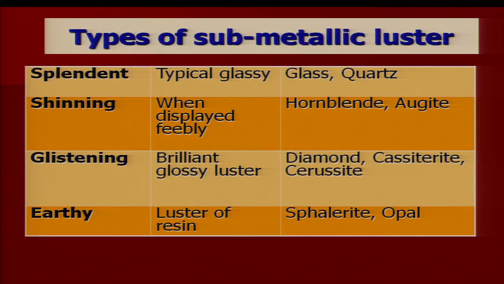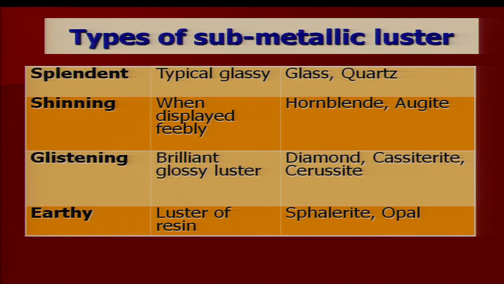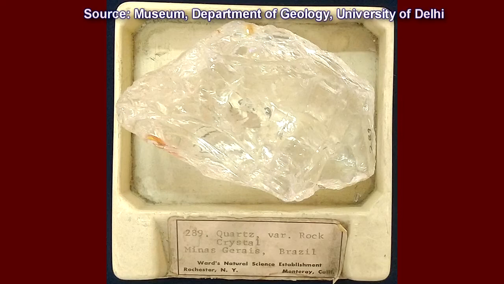Now, another category I am discussing about the luster is submetallic luster, splendid type luster, shining luster, glistering luster and earthy luster. First, I will talk about the splendid luster. Splendid luster is typical of a glassy luster. Best example is glass and quartz.